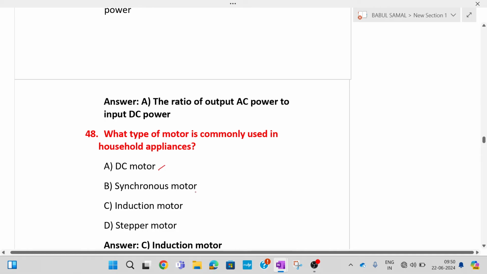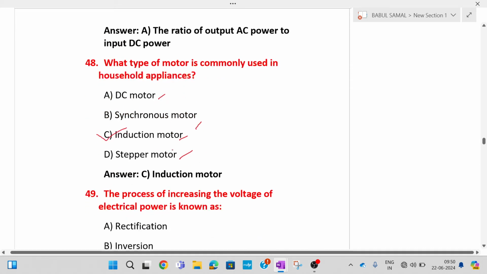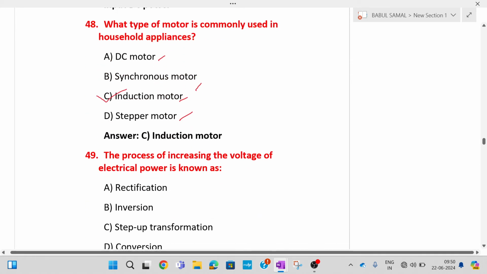Options are DC motor, synchronous motor, induction motor, stepper motor. So induction motor will be used in household appliances. Option C will be correct. Next question. The process of increasing the voltage of electrical power is known as.